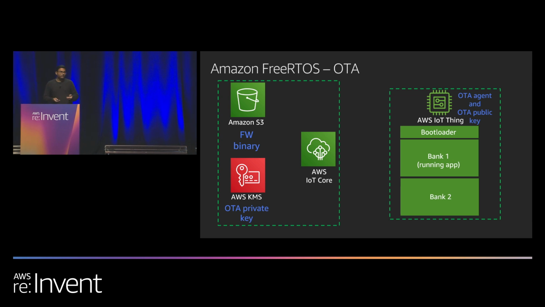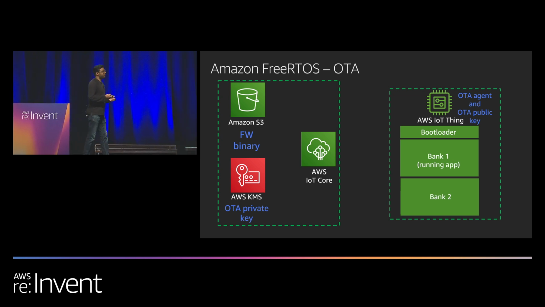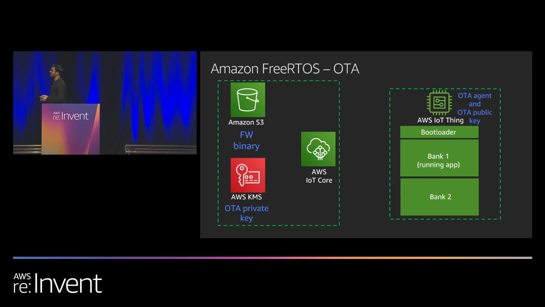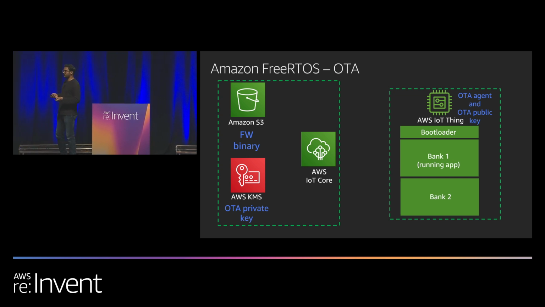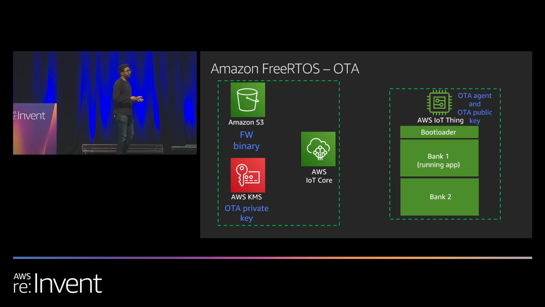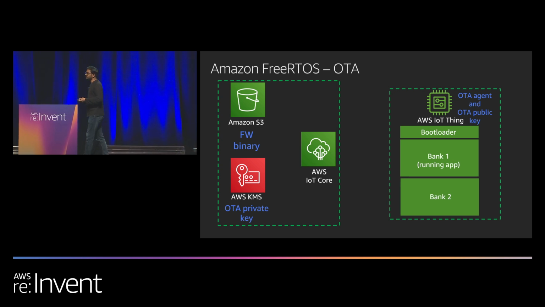So on this slide, on your right, this represents the device side of things, and on the left, it represents the services on the cloud side. On the device, as you can see, there is the MCU, which is running Amazon FreeRTOS, and it's also running the OTA agent from Amazon FreeRTOS. The main application is running from Flash bank 1. There is also a Flash bank 2 memory, and to do a robust OTA, your device should ideally support two flash banks.